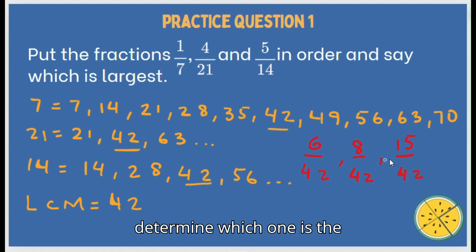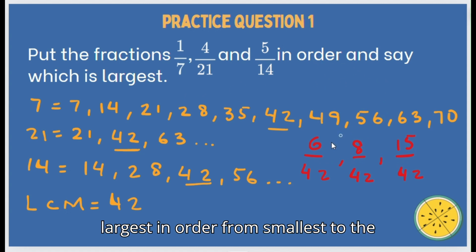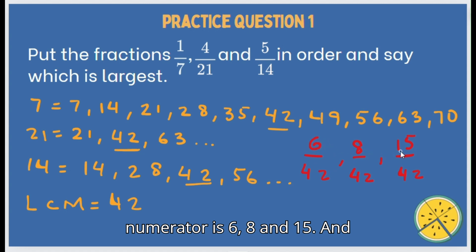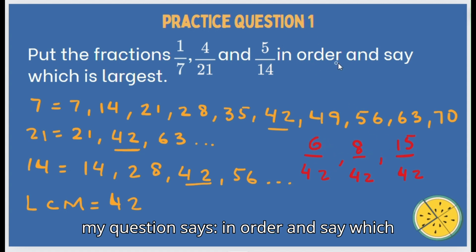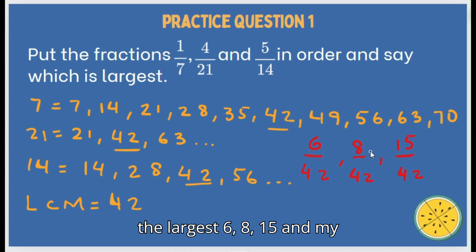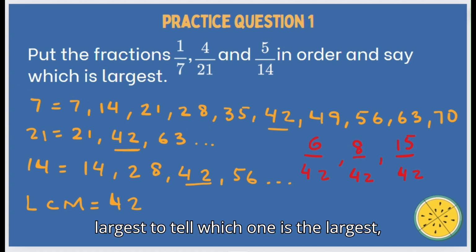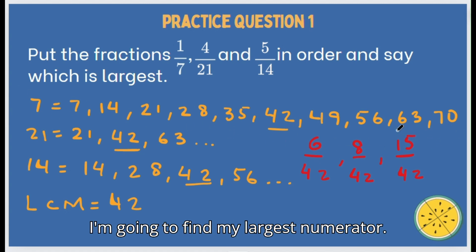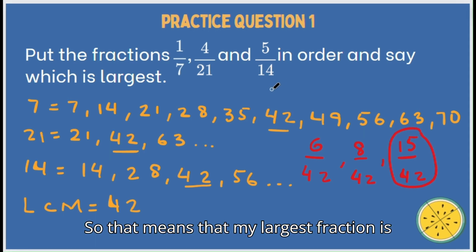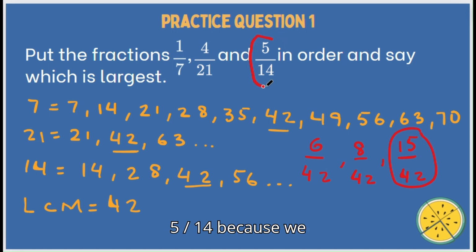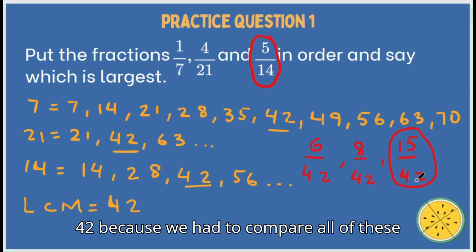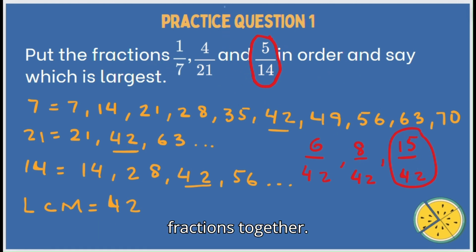Now I can determine which one is the largest in order from smallest to the largest. I can see that my numerators are 6, 8, and 15. And my question says to put them in order and say which is the largest. So now I put these fractions in order from the smallest to the largest, 6, 8, 15. To tell which one is largest, I'm going to find my largest numerator, and 15 is my largest numerator. So that means that my largest fraction is 5 over 14, because we converted 5 over 14 into 15 over 42 because we had to compare all of these fractions together.